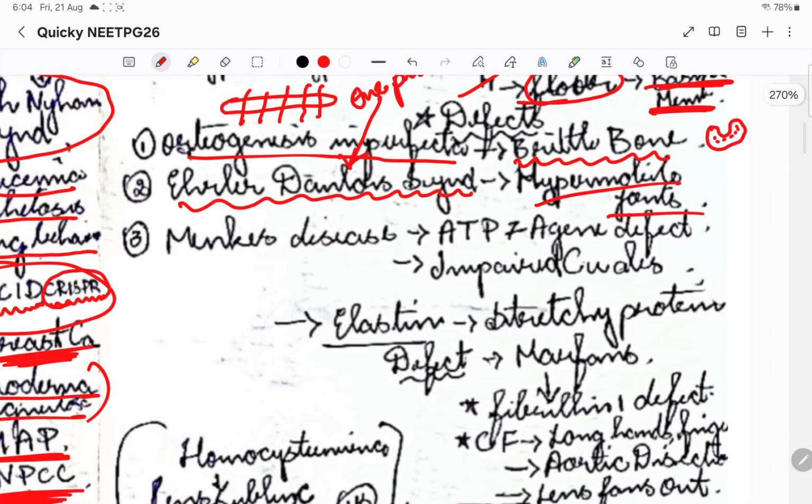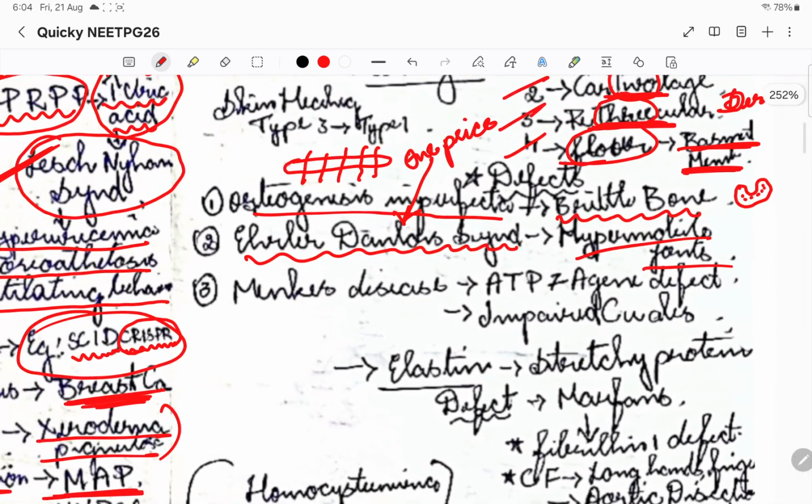Then the other defect of collagen is going to be Menkes disease, because Menkes disease, this we all will definitely confuse with Wilson's disease.